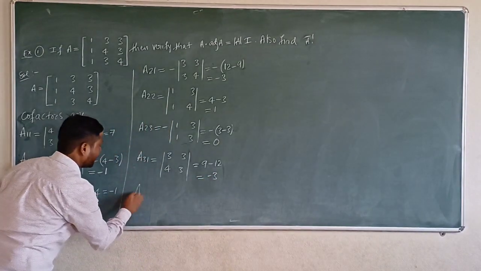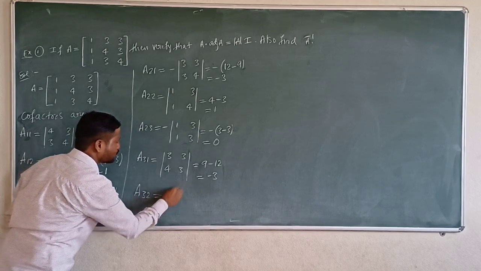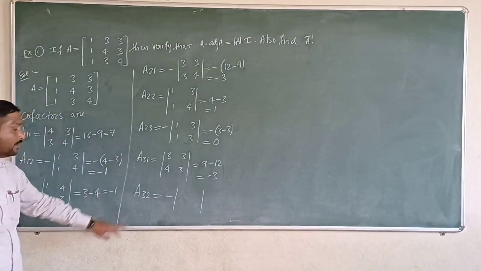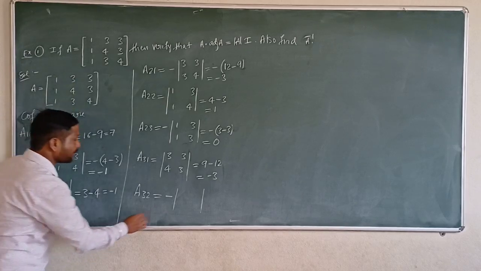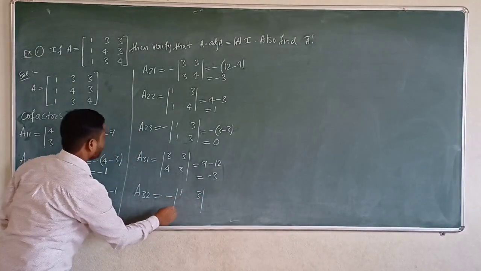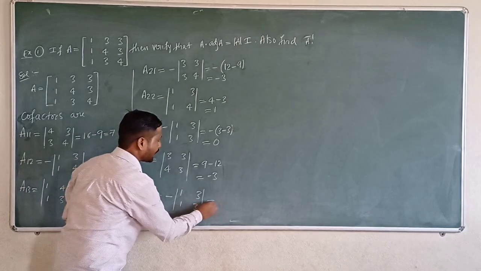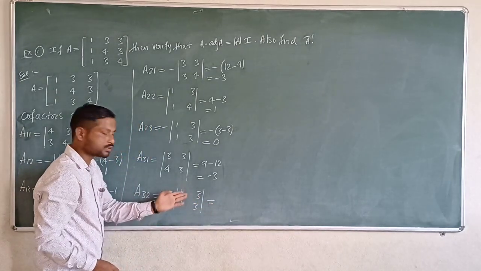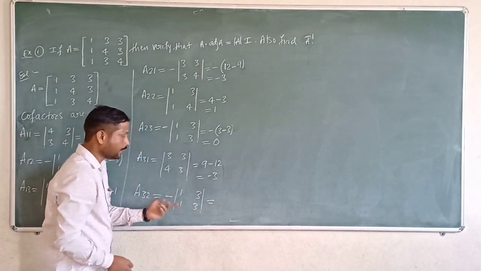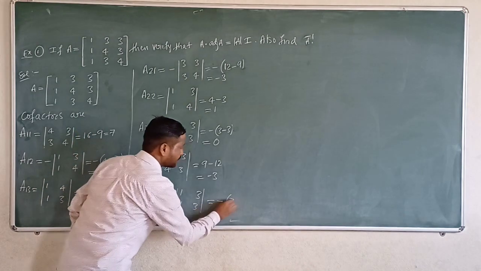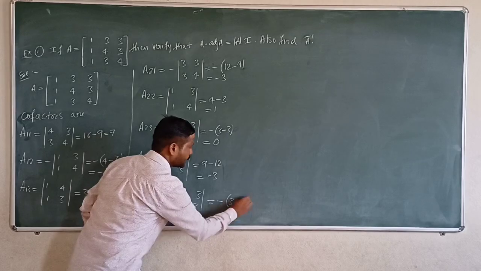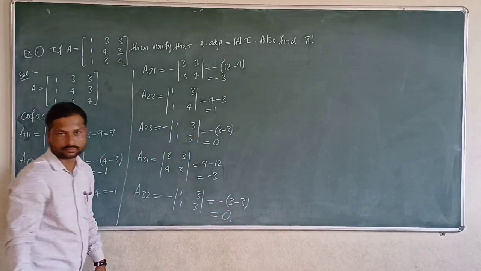Next, A32. Is A32 positive or negative? Negative. Delete the third row and second column. Then the elements are 1 3. Again, two rows or two columns are the same here, so the determinant is 0. Minus of 1 3s are 3 minus 1 3s are 3, which is 0.